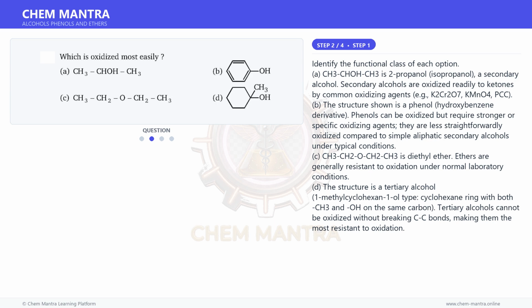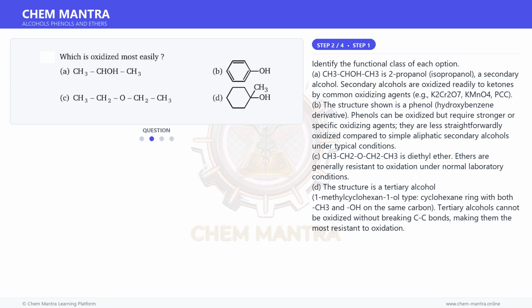B. The structure shown is a phenol, a hydroxybenzene derivative. Phenols can be oxidized, but require stronger or specific oxidizing agents. They are less straightforwardly oxidized compared to simple aliphatic secondary alcohols under typical conditions.